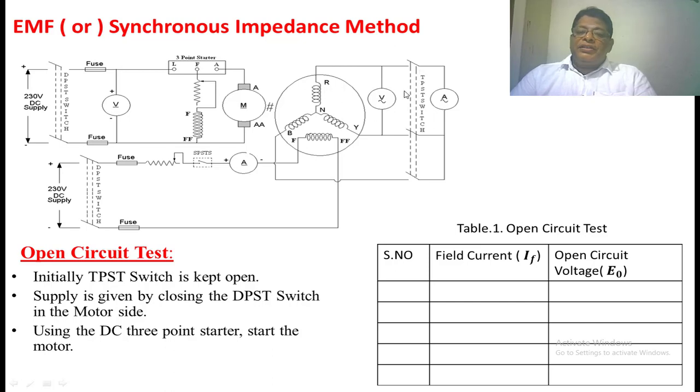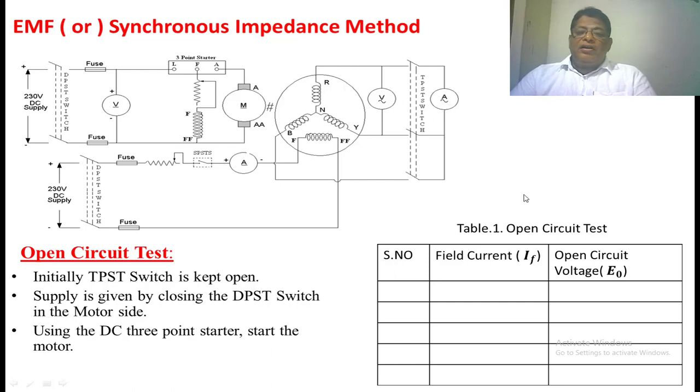Now close the TPST switch. Whenever we close the TPST switch, we are short circuiting the armature winding through the ammeter. Now gradually increase the field current. At every step of the field current, note down this ammeter reading. You can increase the field current until the ammeter reading is equal to the rated current of the alternator.